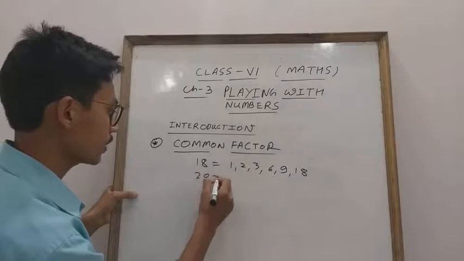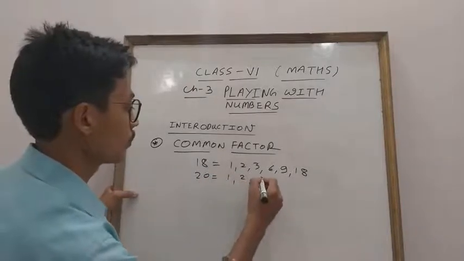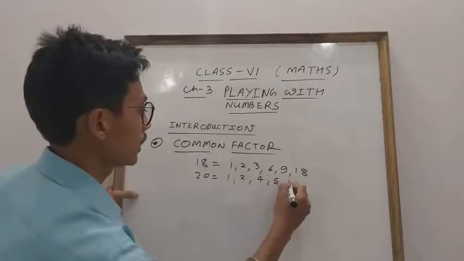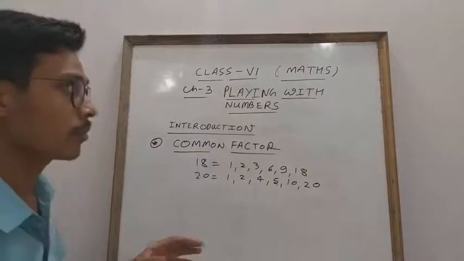Another number, I am taking 2. You can take anything; I am taking one example: 1, 2, 4, 5, 10, 20. Clear everyone? Now student, what is the common factor?